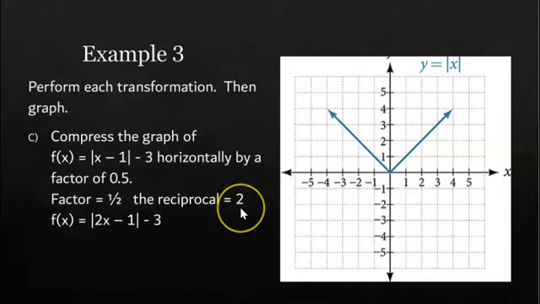So I found the reciprocal, which is 2, and then I took that and just put it right next to my x. So I did 2 times x. Notice this -1 was not affected by that. It only affects right where the x is.